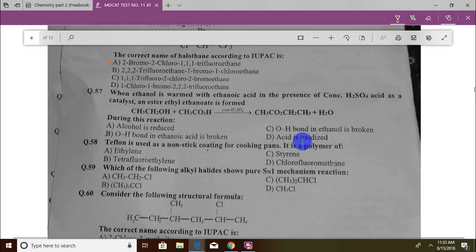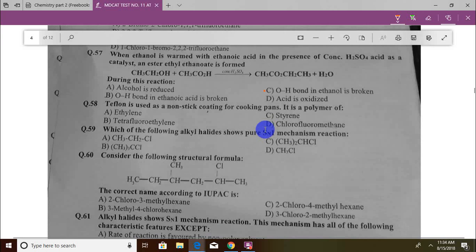Is the acid oxidized? Now surprisingly, you would expect that it is the OH bond in the ethanoic acid that would be broken, releasing an H and forming a bond, but it is in fact the OH bond in ethanol that is broken, and the CO bond in ethanoic acid that is broken. This is something you will have to find in the book. They have actually given quite an explanation on this, so it's not something to be confused over.